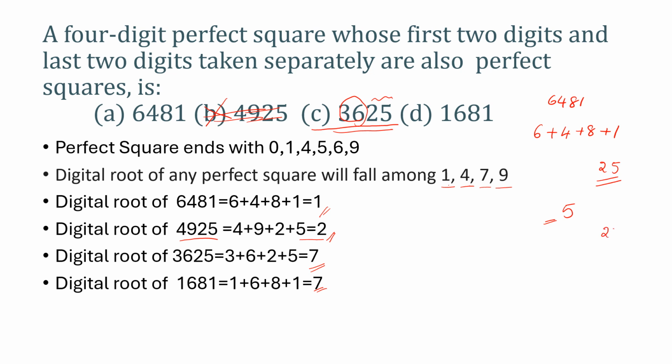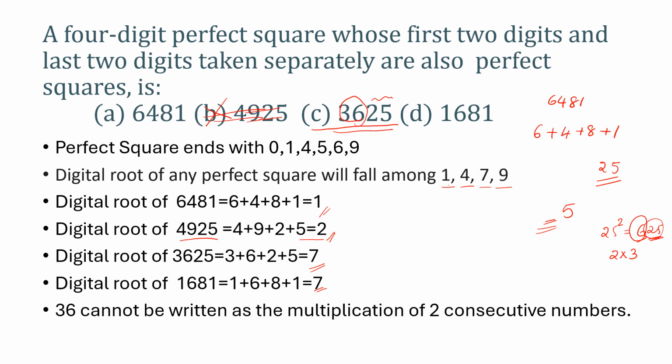We know that 25 squared is equal to 625. Here also 25 is there, and this 6 can be written as 2 into 3. In a similar way, we should be able to write 36 as a product of two consecutive numbers. It is not possible for this one. So 3625 is not a perfect square, because 36 cannot be written as the multiplication of two consecutive numbers. So this option C is also not a perfect square.